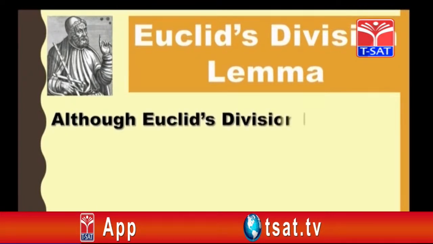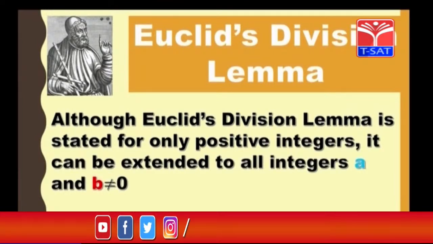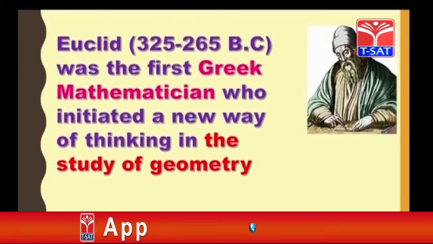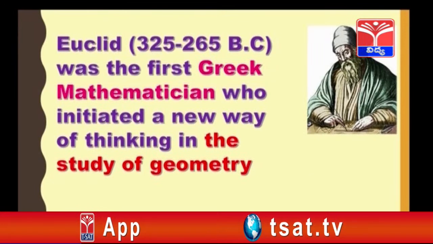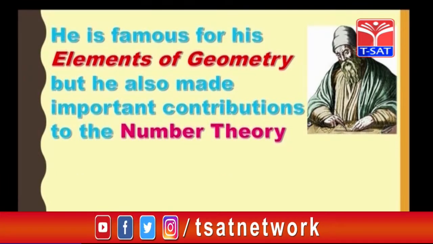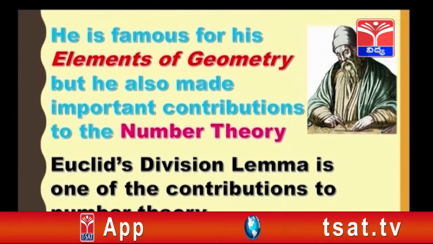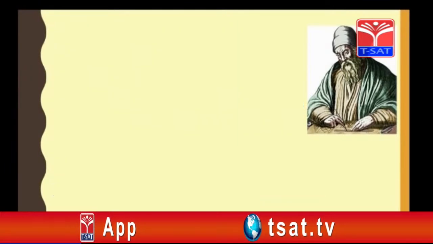Although Euclid's division lemma is stated only for positive integers, it can be extended to all integers a and b not equal to 0. Euclid was the first Greek mathematician who initiated a new way of thinking in the study of geometry. He is famous for his Elements of geometry, but he also made important contributions to number theory. Euclid's division lemma is one of those contributions.